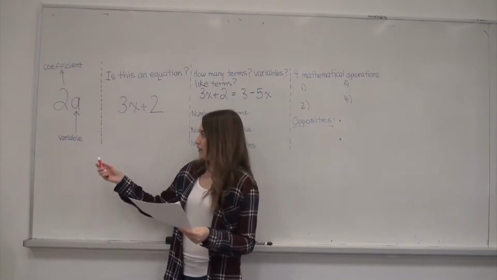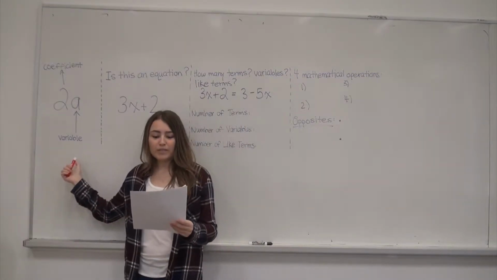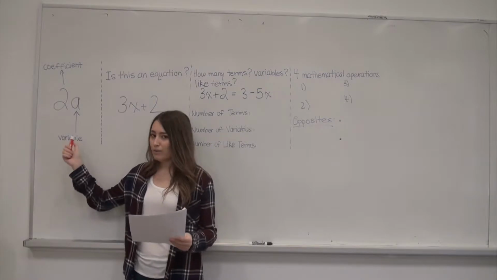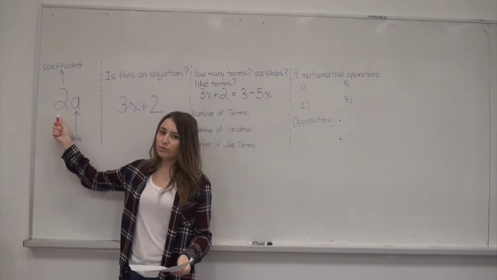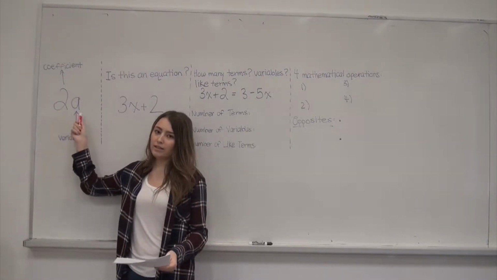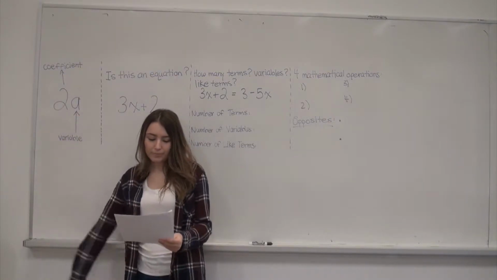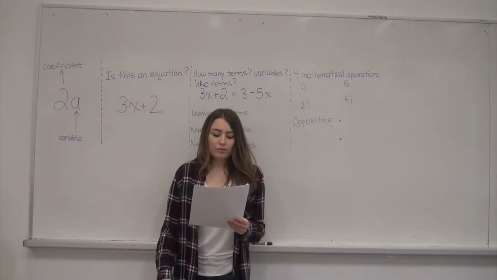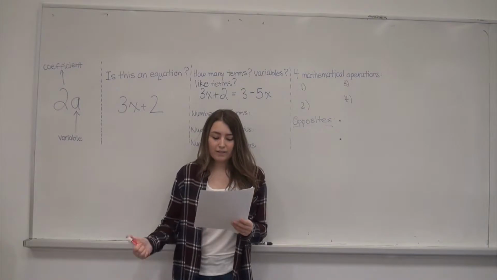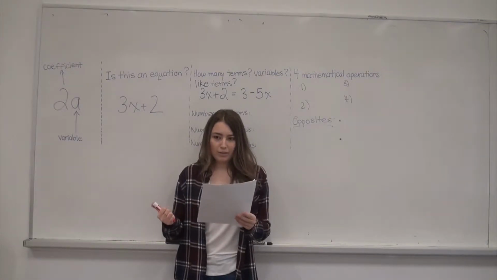A variable, we can take a look over here. A variable represents an unknown value, and it always has a coefficient. So we can see that 2 is the coefficient in this case, and a is the variable. And then a solution, the value of the variable that satisfies the statement made by an equation.